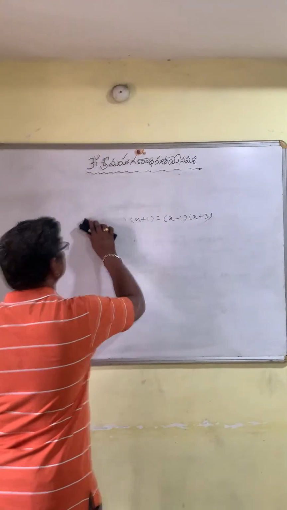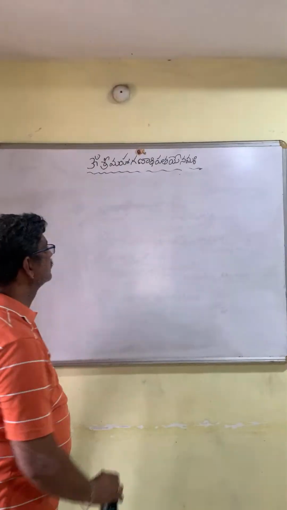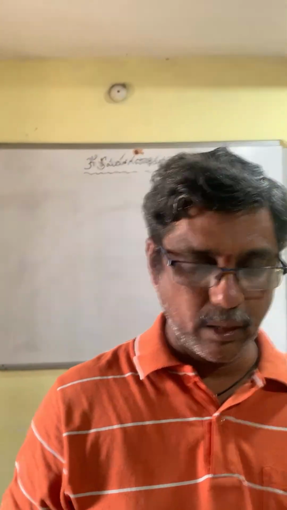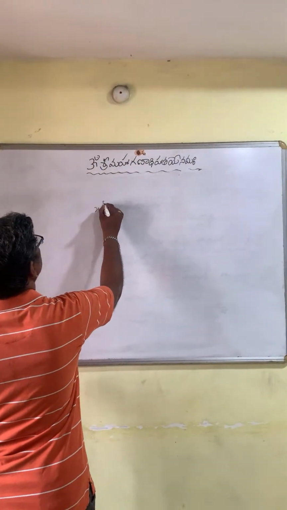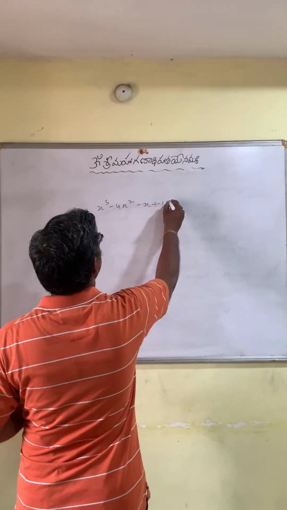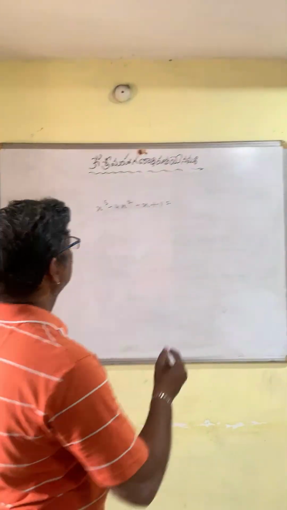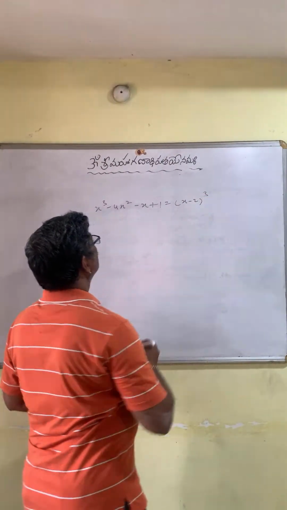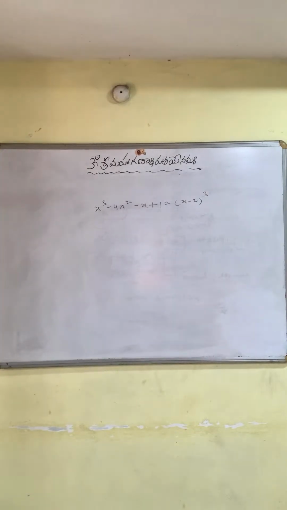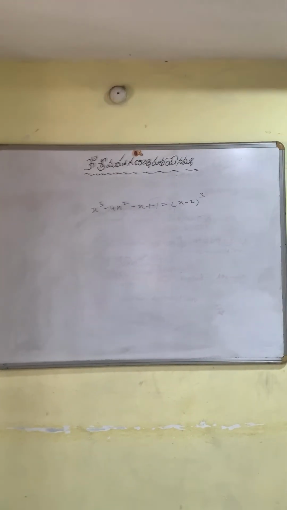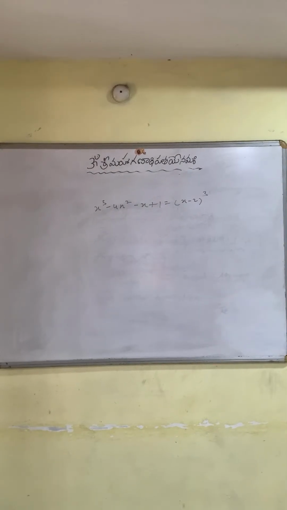One more problem I am giving you. Please tell me whether this one is a quadratic equation or not. x cube minus 4x square minus x plus 1 is equal to (x minus 2) whole cube. Is it a quadratic equation?